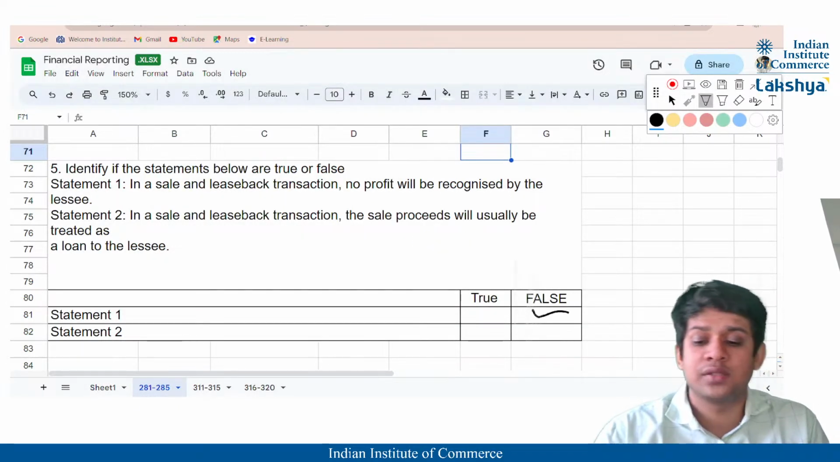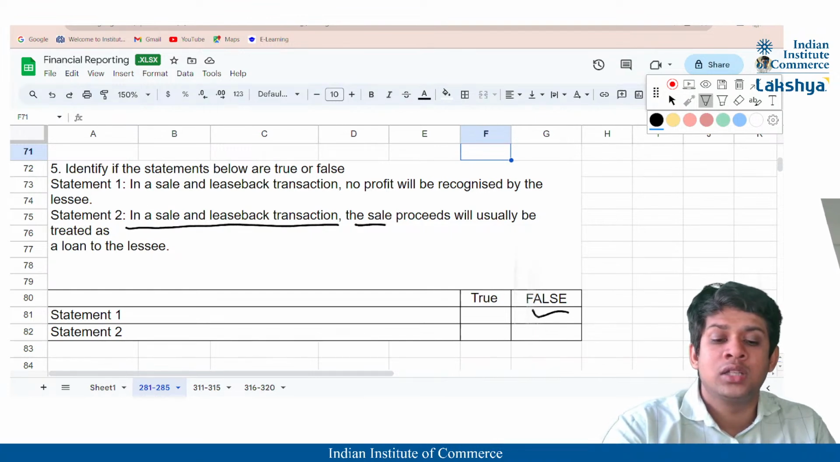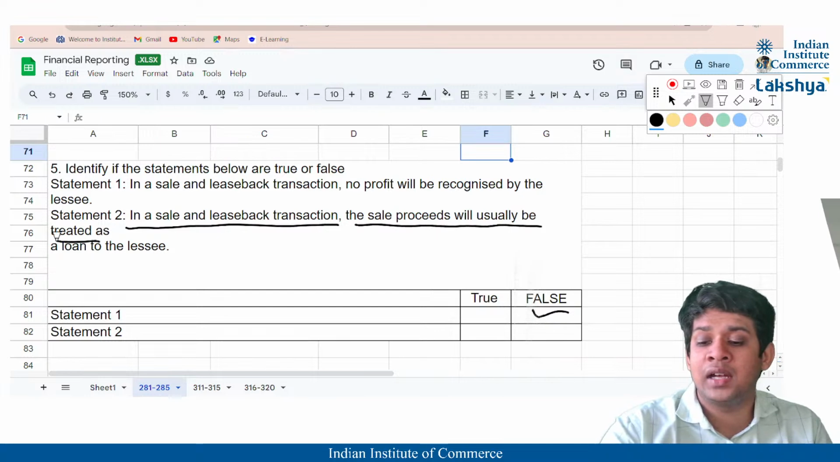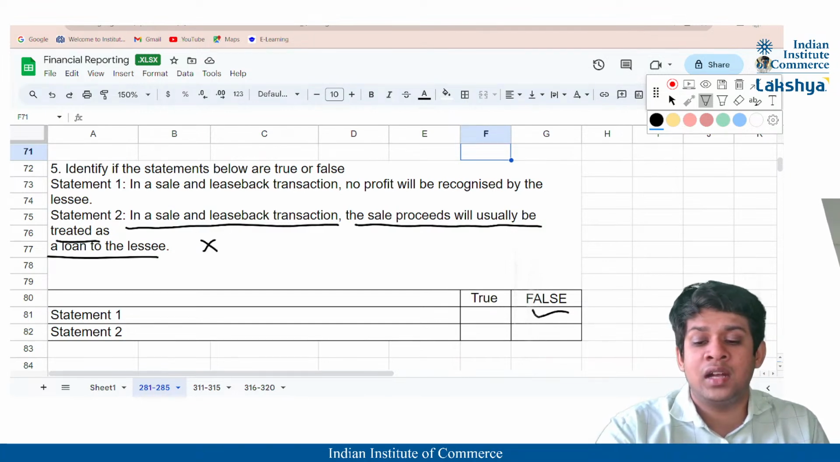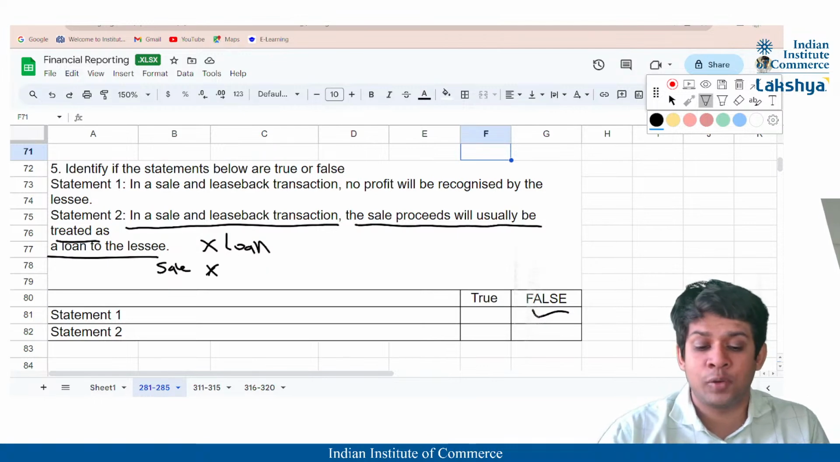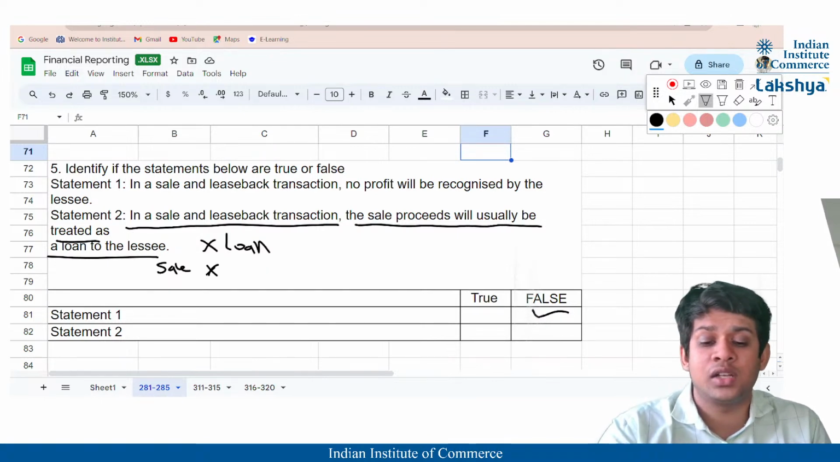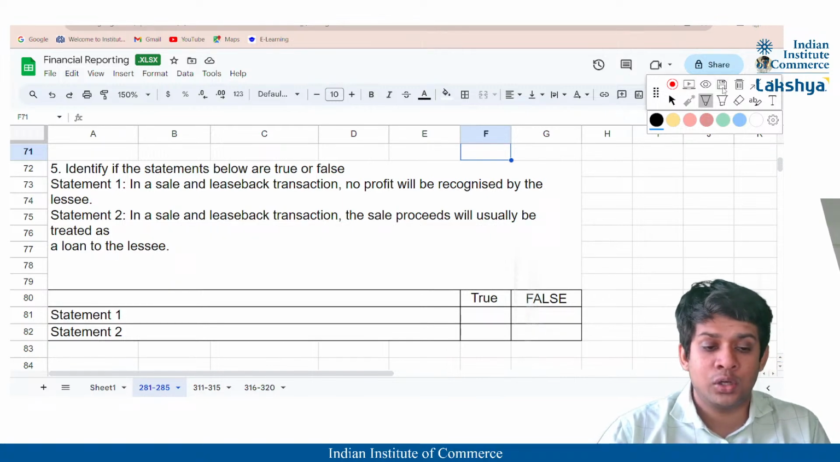Statement 2, in a sale and leaseback transaction, the sale proceeds will usually be treated as a loan to the lessee. Usually, no. Whenever it is not accounted for as a sale, it will be treated as a loan. But whenever it is accounted for as a sale, then it will not be treated as a loan. Then you will consider the sale proceeds, right? So the second statement is also false. Okay. I hope it is clear to you all.